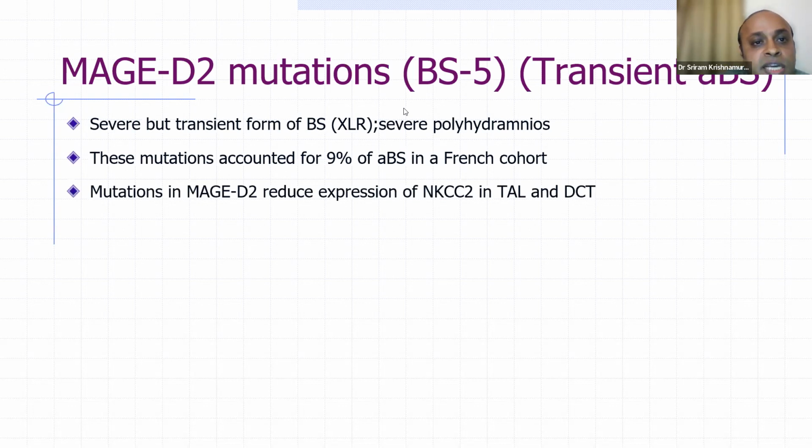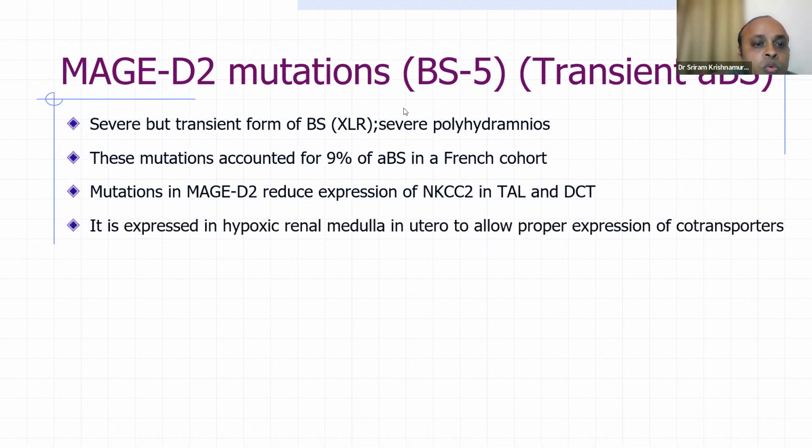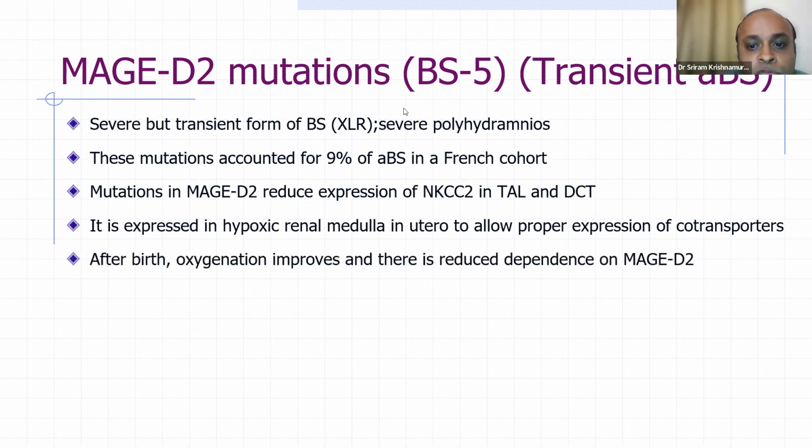Mutations in this gene actually reduce the expression of the NKCC2 in the TAL as well as the DCT. So why this major 2 mutation, actually you outgrow it, is because it is expressed in the hypoxic renal medulla in utero. And after birth, when the oxygenation improves, there is reduced dependence on the major 2.